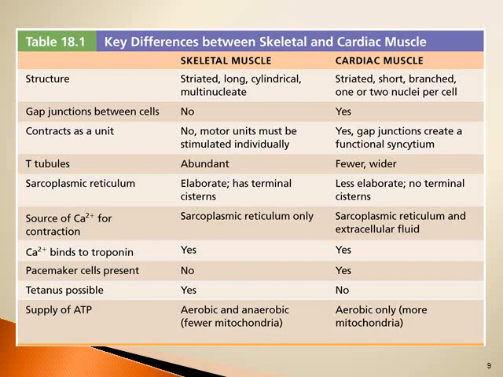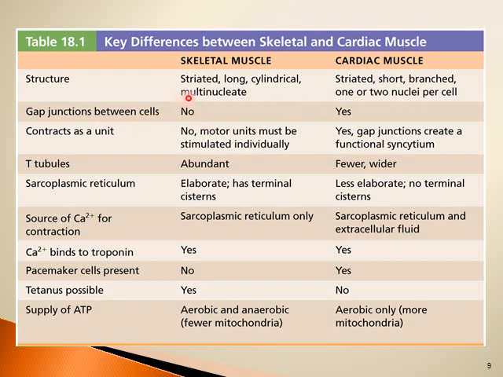Here in this table we can see a comparison between the features and functions of skeletal muscles and cardiac muscles, and as I said, skeletal muscle fibers will be covered in more detail in one of the lectures before the end of this course. In terms of structure, skeletal muscles are striated, long, cylindrical, and multinucleated. Cardiac muscles are striated, short, branched, and in most cases contain one nucleus, and in a few cells we have two nuclei.